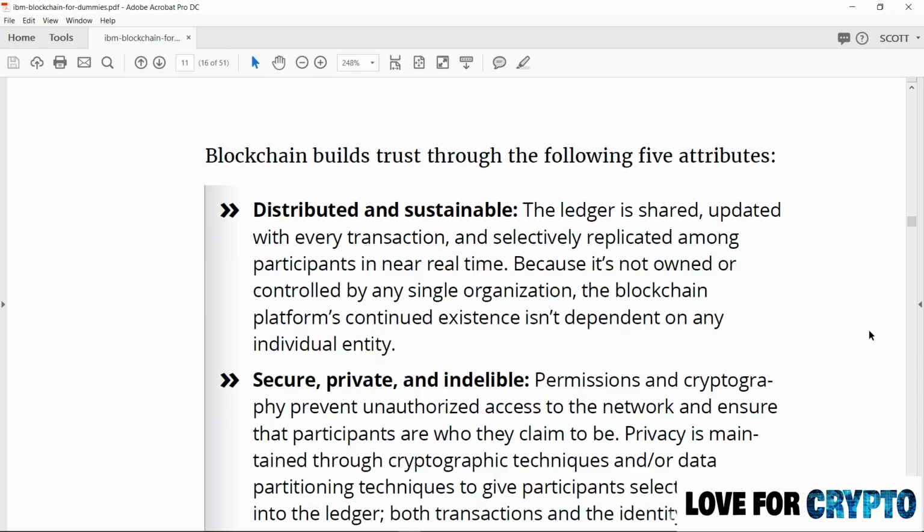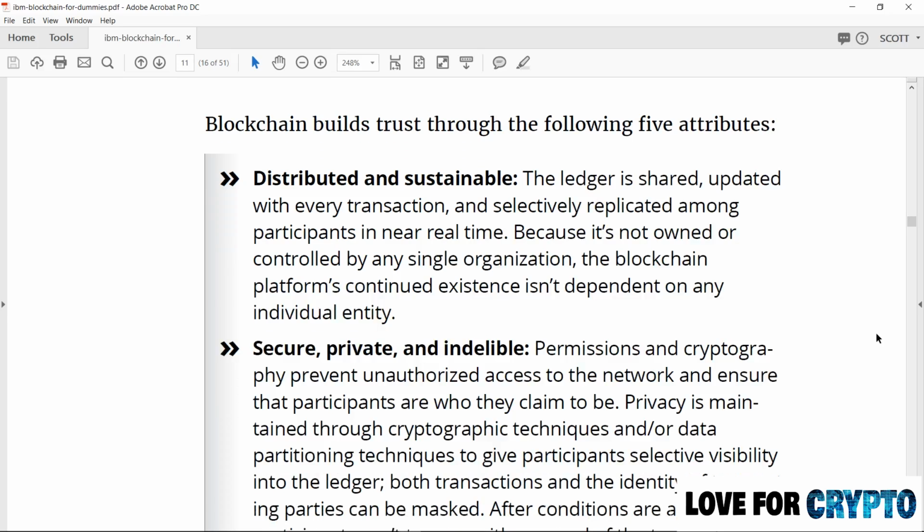Blockchain builds trust through the following 5 attributes. Distributed and sustainable. The ledger is shared, updated with every transaction and selectively replicated among participants in near real time. Because it's not owned or controlled by any single organization, the blockchain platform's continued existence isn't dependent on any individual entity.